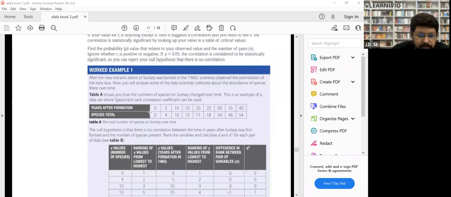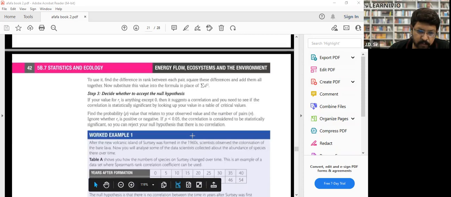So this is just a table, right? They have collected the data. What is the data? What is the data for? So there is a hypothesis. Example number one.